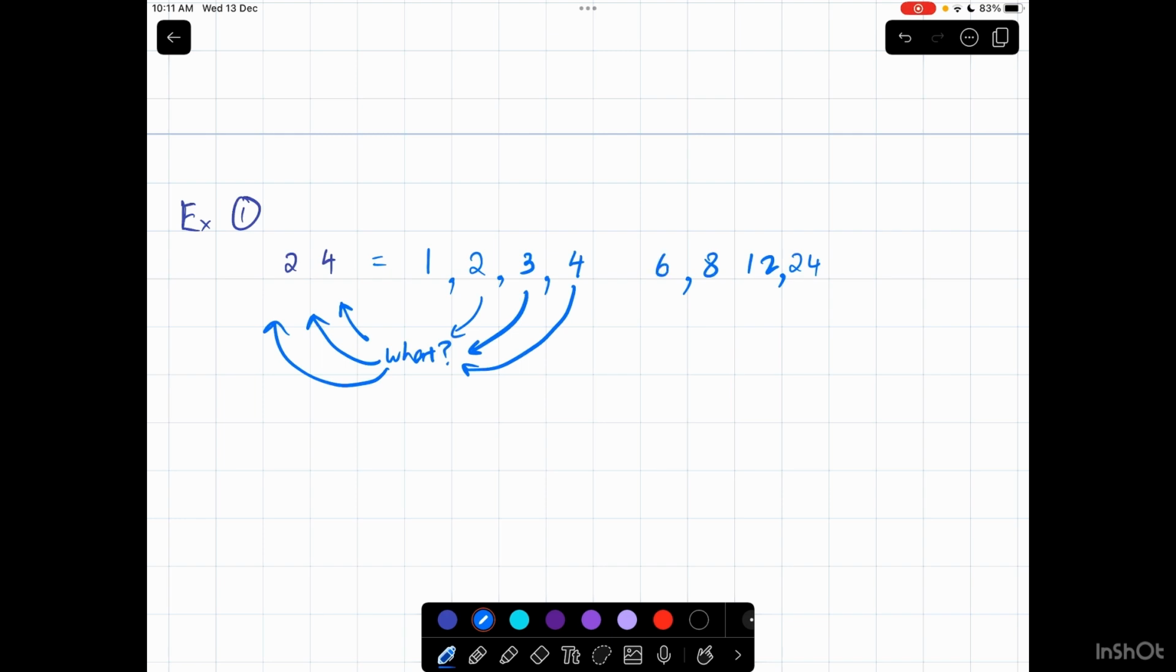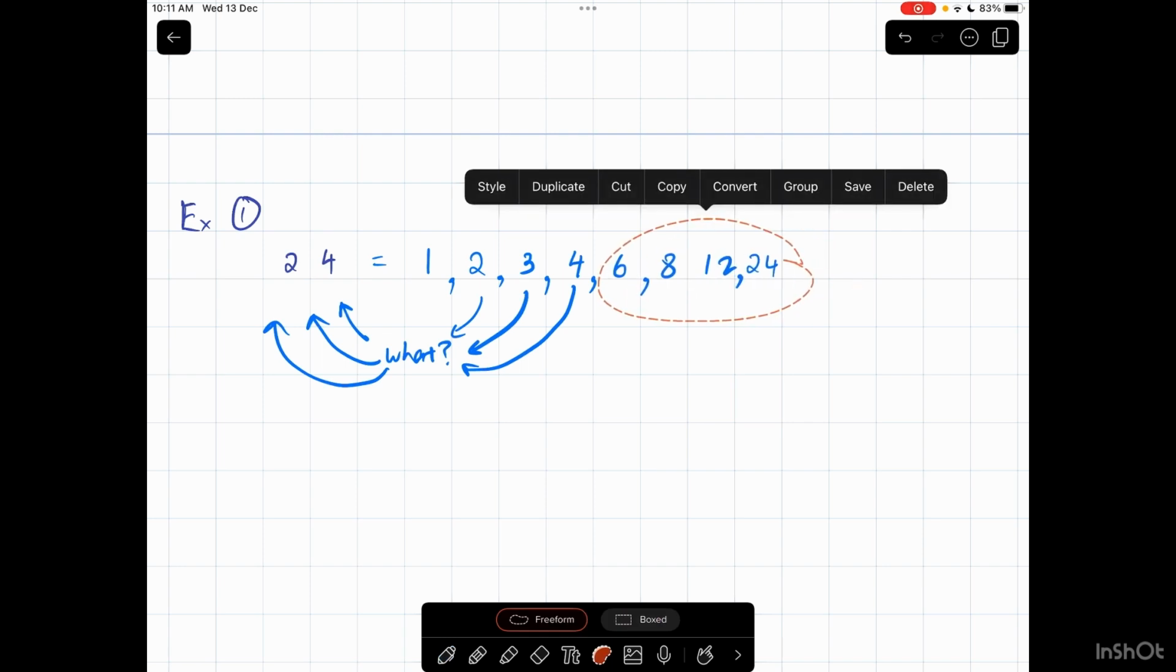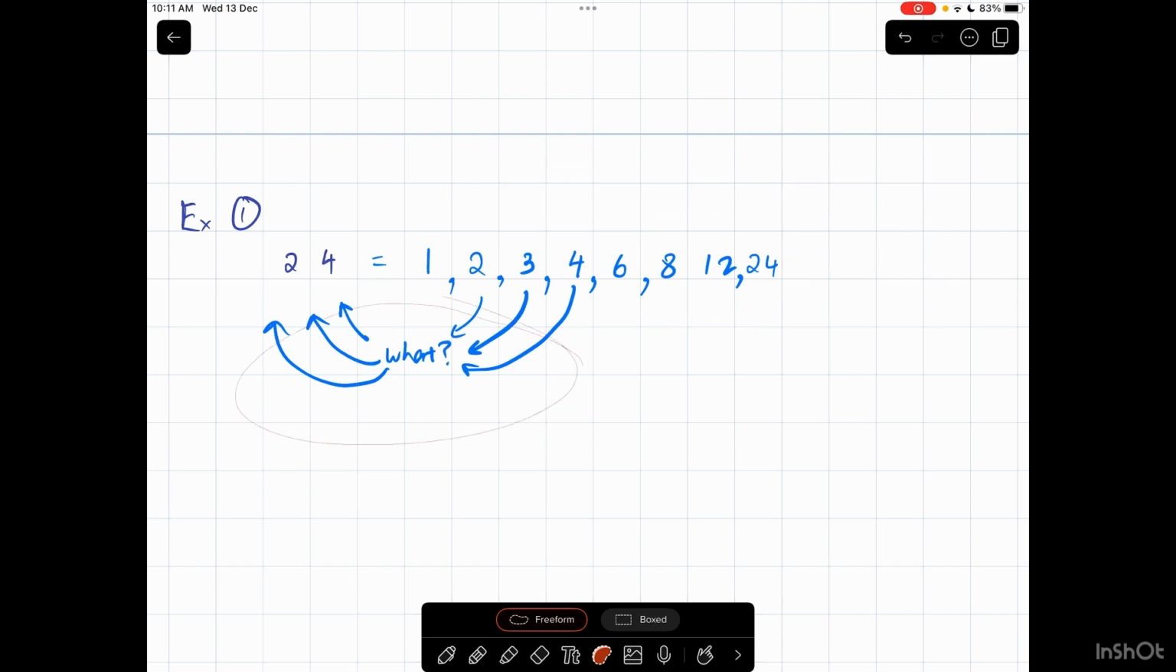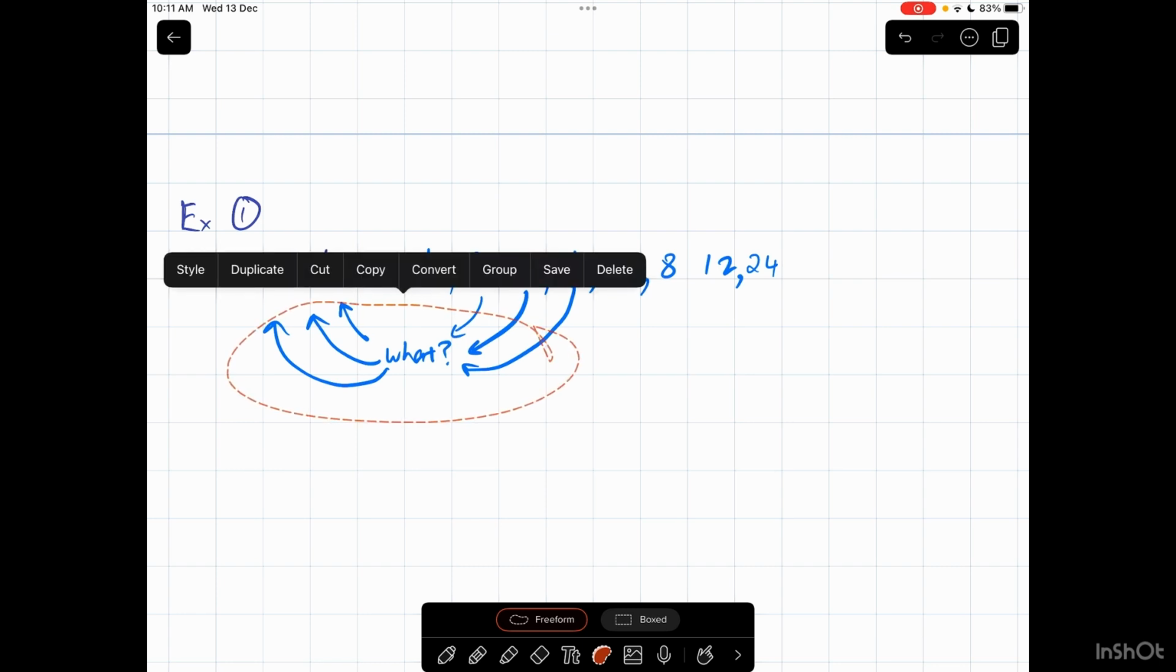And then 5, as we know, is not divisible. 24 is not divisible by 5. So there we go. We have our entire list: 1, 2, 3, 4, 6, 8, 12, and 24. In essence, what you should have is a list of all the factors of 24, which means 24 is divisible completely without any remainder by all of these numbers.